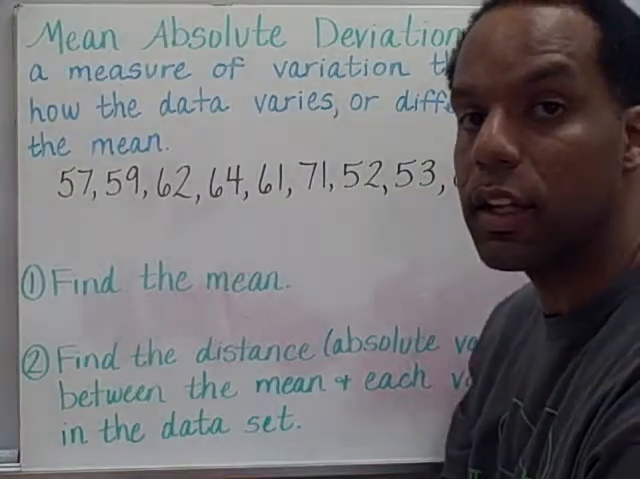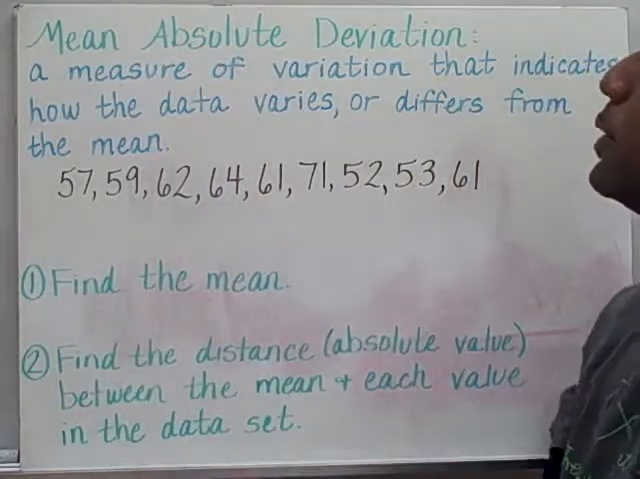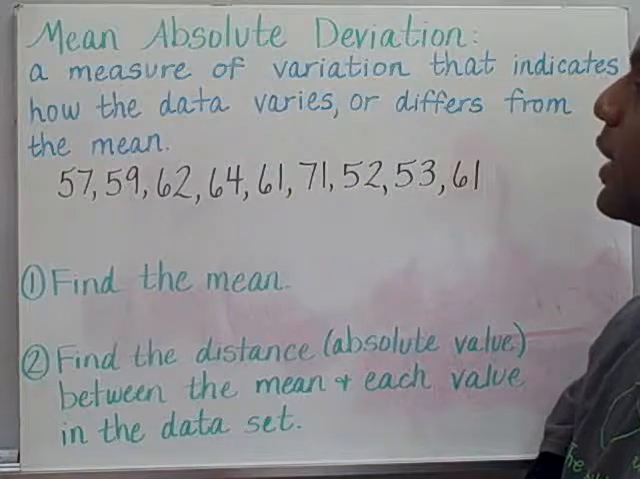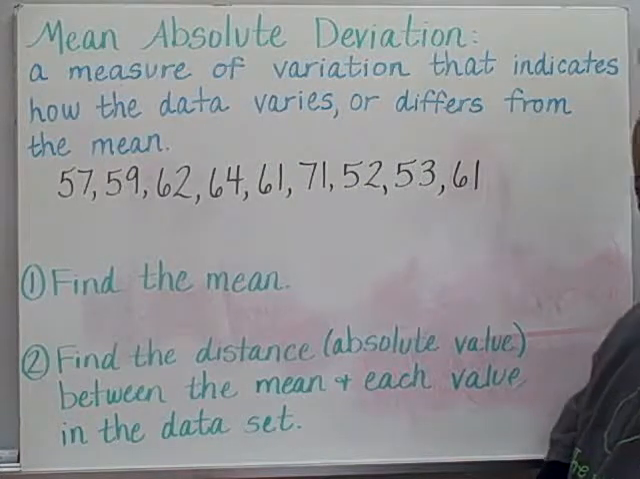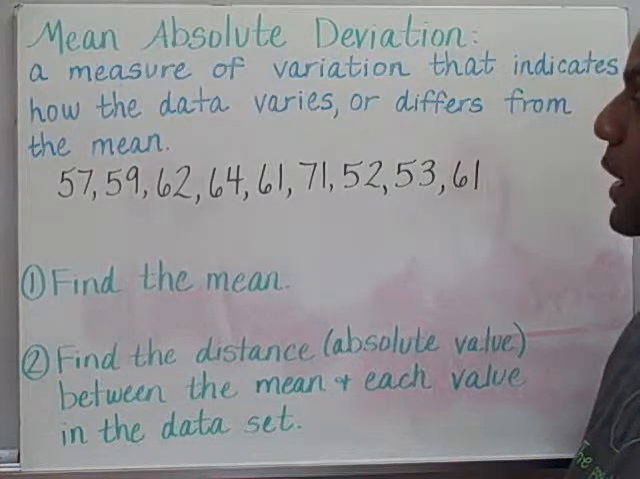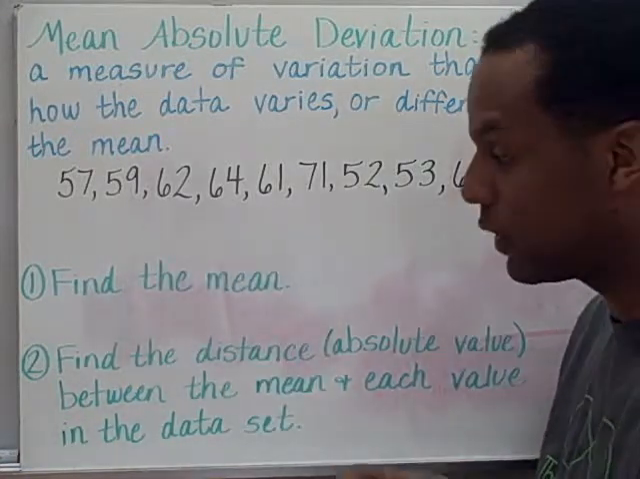So we're doing video 3 of unit 4, and we're talking about mean absolute deviation. It is a measure of variation that indicates how the data varies or differs from the mean. So our first step is to find the mean. And we know we add all these numbers up and then we divide by how many numbers there are.